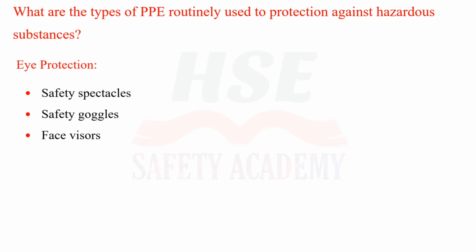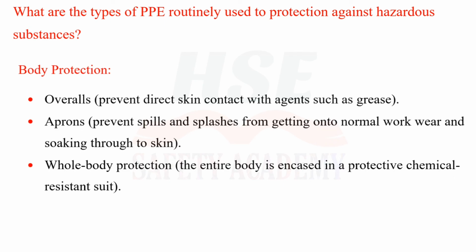Eye protection: safety spectacles, safety goggles, face visors. Body protection: overalls prevent direct skin contact with agents such as grease. Aprons prevent spills and splashes from getting onto normal workwear and soaking through to skin. Whole body protection: the entire body is encased in a protective chemical resistant suit.